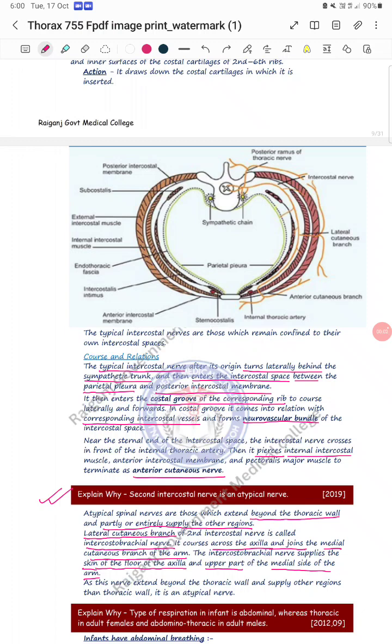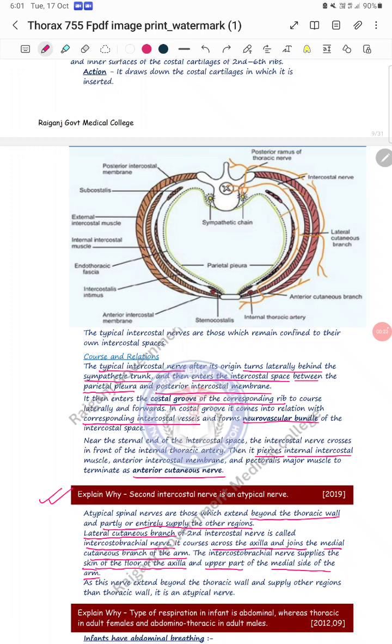Today we will study the course of a typical intercostal nerve. You can see this is the picture of the intercostal space with the intercostal nerve. The typical intercostal nerve after its origin turns laterally behind the sympathetic trunk.